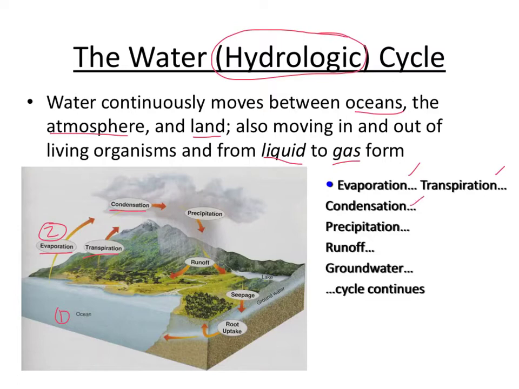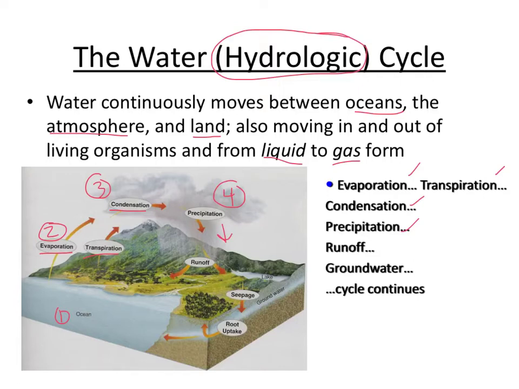Condensation occurs in the atmosphere, and that means that water goes from gas back into liquid. And so condensation will take place within and forming clouds. Now once condensation happens to a large enough extent and you build up a lot of liquid in that cloud, it will precipitate out, meaning that we're going to drop that liquid water back down to the earth.